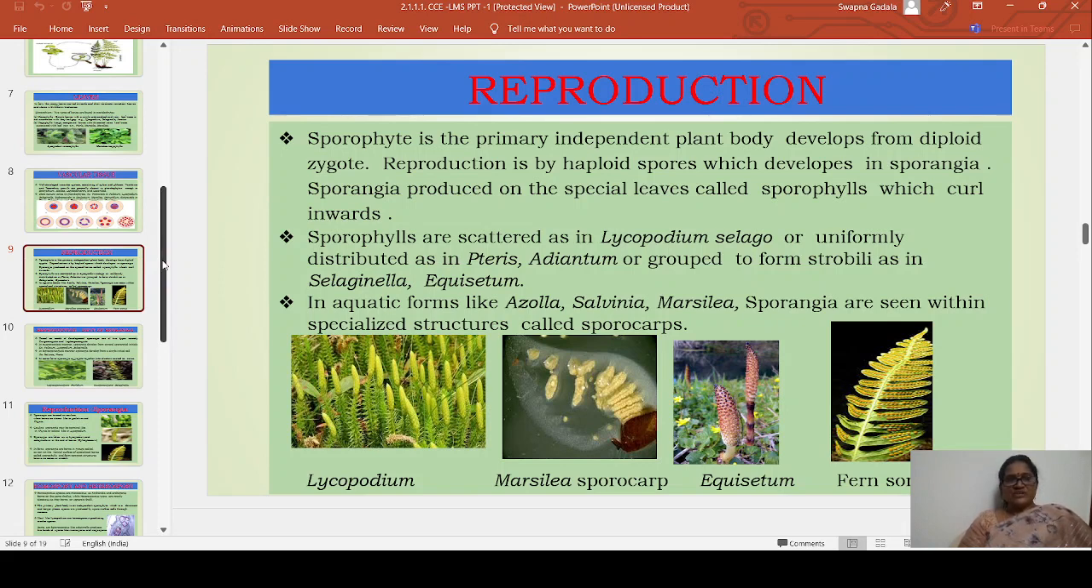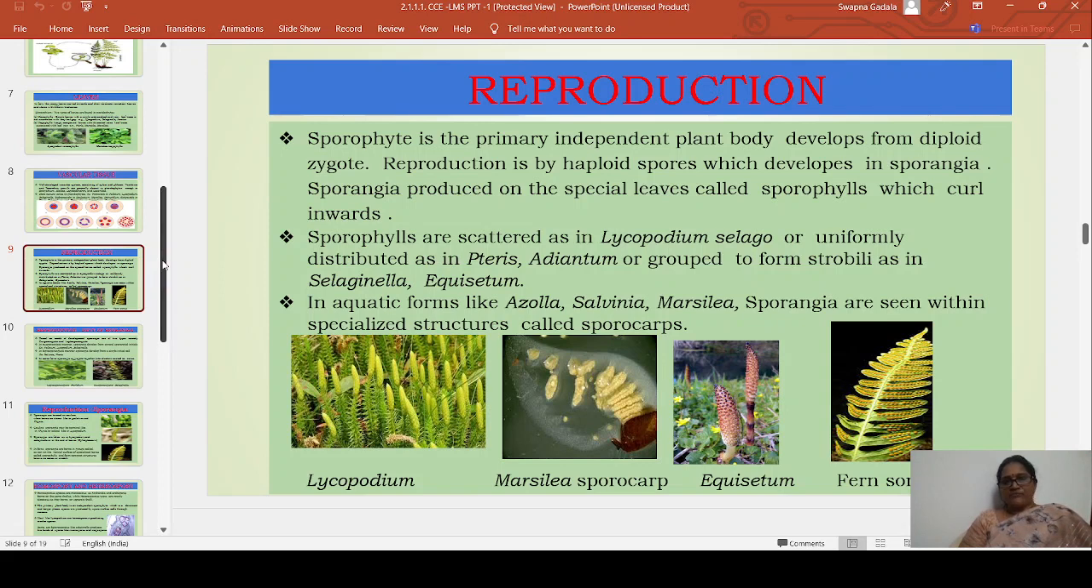And coming to the position of the sporophylls and how they are arranged, let us see something about that. In Lycopodium selago, sporophylls, meaning the leaves which are bearing sporangia, will be seen scattered in Lycopodium species. And in Pteris and Adiantum, these two being ferns, the sporophylls will be uniformly distributed. And in some genera like Selaginella and Equisetum, the sporophylls are grouped together to form strobili or cones.